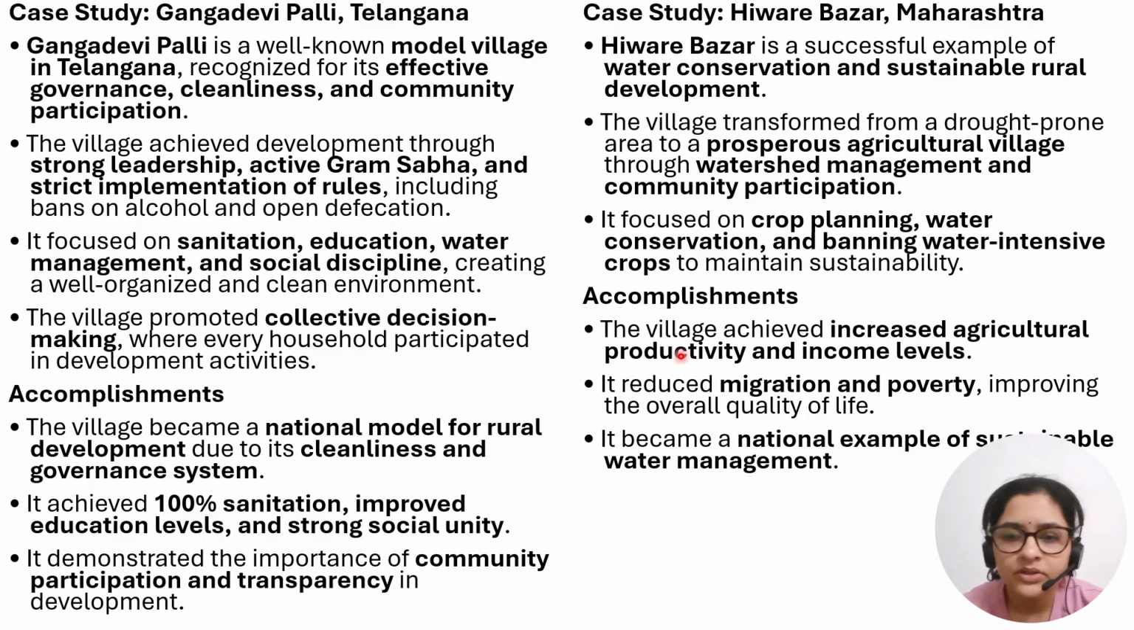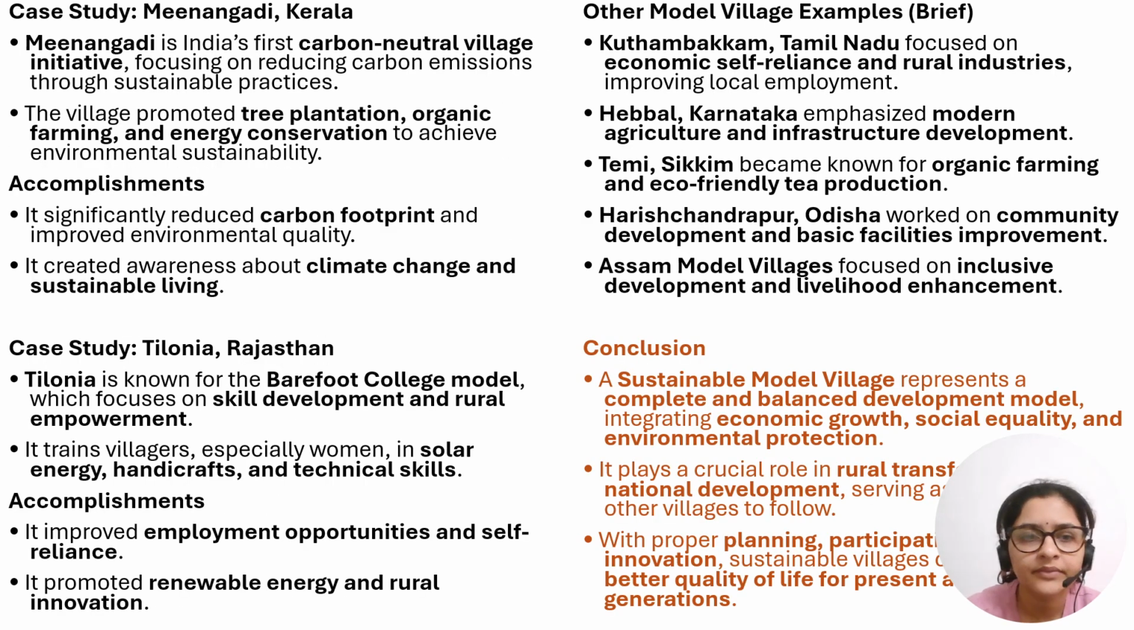These are the various accomplishments: increased agricultural productivity and income levels. It reduced migration and poverty, and it set an example for the entire nation with respect to water management. Then this is one more case study, Meenagandi, Kerala. Then Tilonia, Rajasthan is one more. Other model villages in India include Kutumbakam, Tamil Nadu, Hebbal, Karnataka, Temi, Sikkim, then Harishchandrapur, Orissa, then Assam model villages.